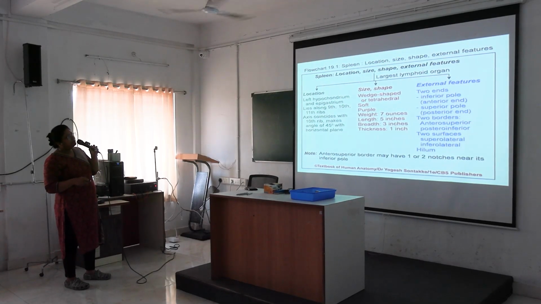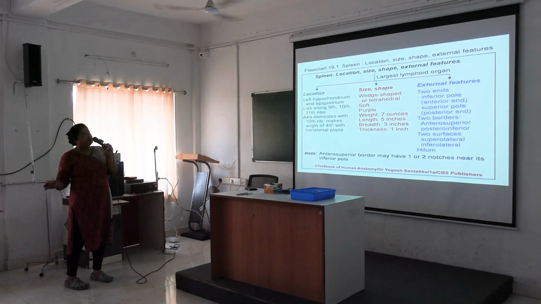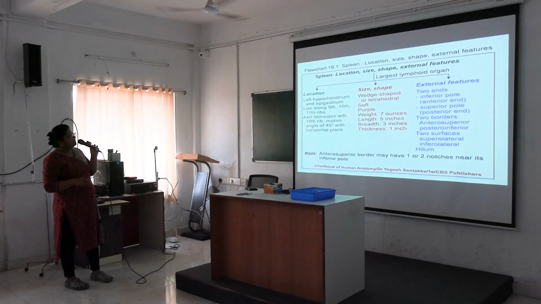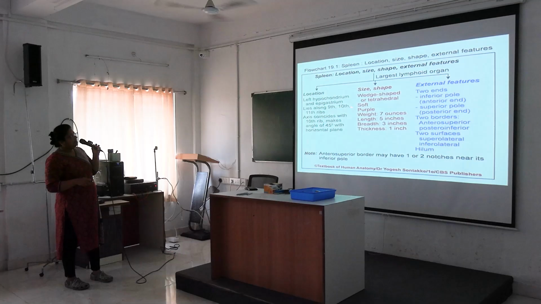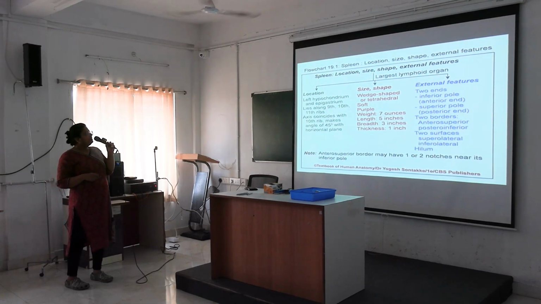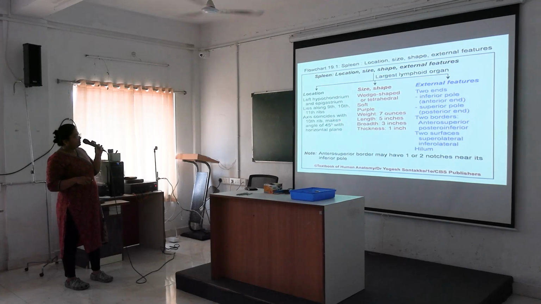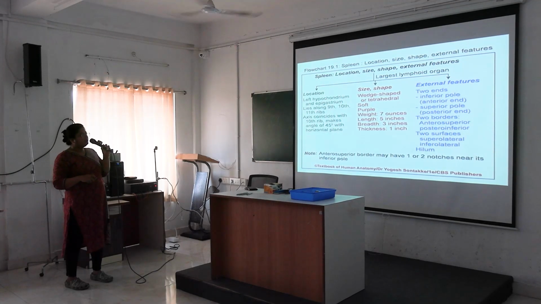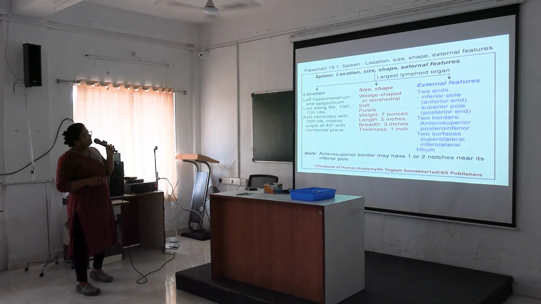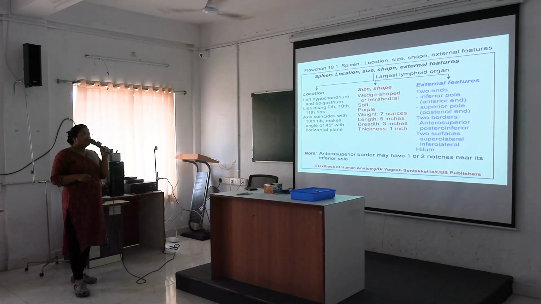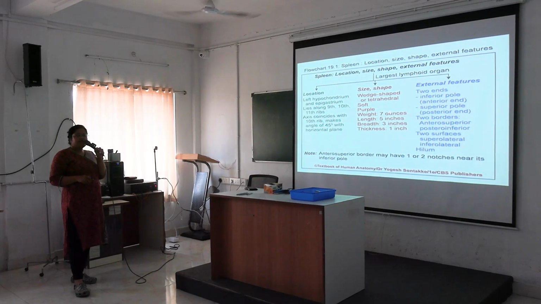So this is the summarization of external features. It is the largest lymphoid organ located in the left hypochondrium and epigastrium, lying against the 9th, 10th and 11th ribs. The axis coincides with the 10th rib and makes an angle of 45 degrees with the horizontal plane. In size and shape, it is wedge shaped or tetrahedral, a soft organ, purple in color.